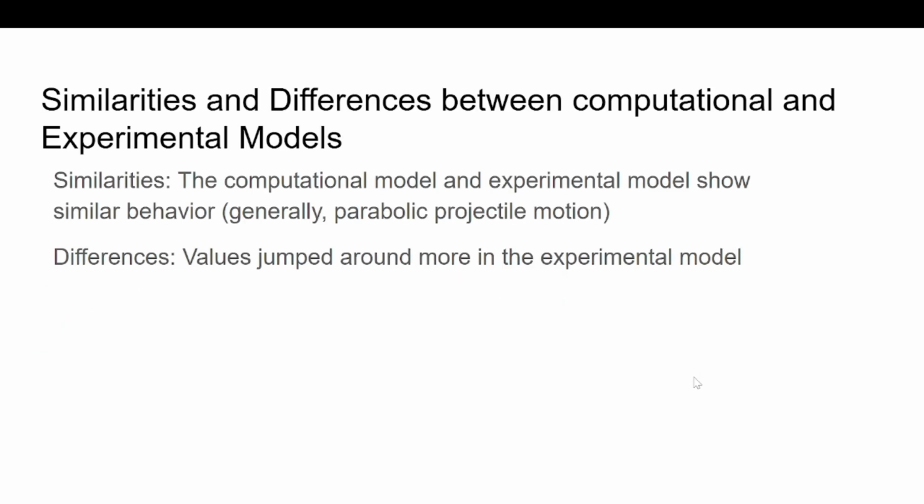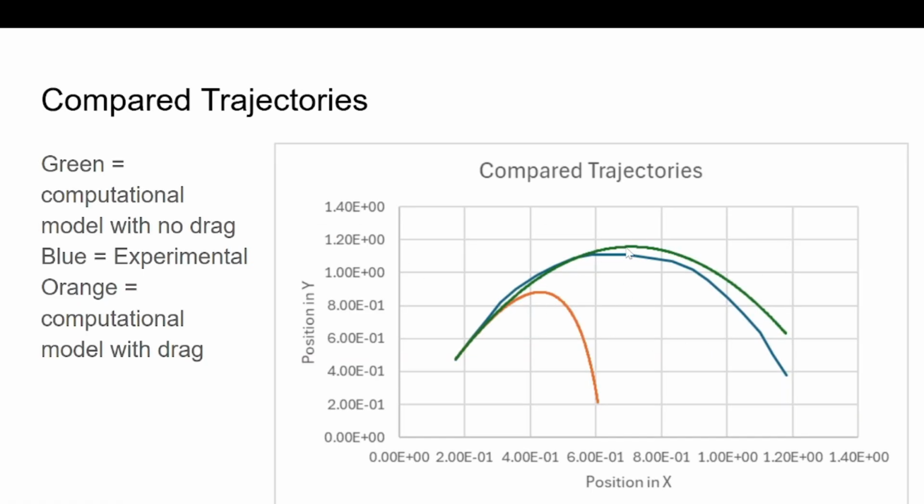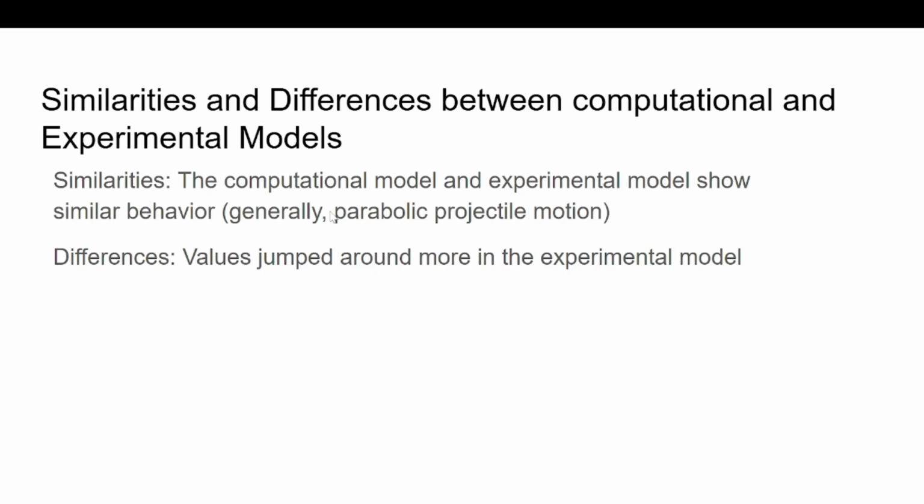Discussion. So, similarities and differences in our computational and experimental models. The computational model and the experimental model show similar behavior. They're generally parabolic projectile motion. It's a little lopsided because non-constant force won't produce a true parabola, but you can see how it's generally the same shape. I'm more just talking about this maximum here, where the force changes from positive to negative. Differences: values jumped around more in the experimental model, probably because of my poor tracker skills.